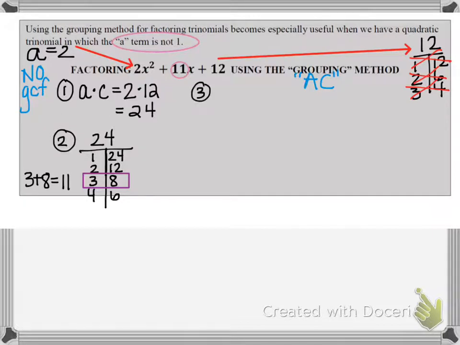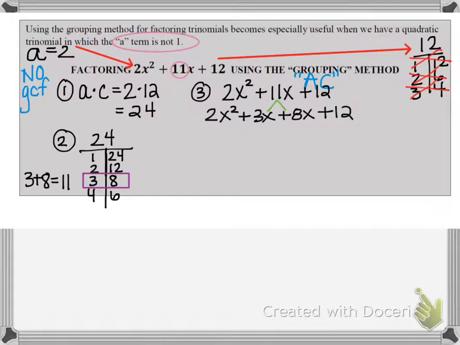Now step 3, here's where the cool part comes in. So I'm going to rewrite my trinomial, that's 3 terms, and I'm going to break up the middle term, that's the bx term, and I'm going to break it up using the factors of 3 and 8 that I chose, and I'm going to create a polynomial with 4 terms. So you'll notice I broke up the 11x into 3x plus 8x. So it's still the same polynomial, I just uncombined like terms. I took the 11x and split it up into 3x plus 8x because now that allows me to factor by grouping. That's why this is also called the grouping method.